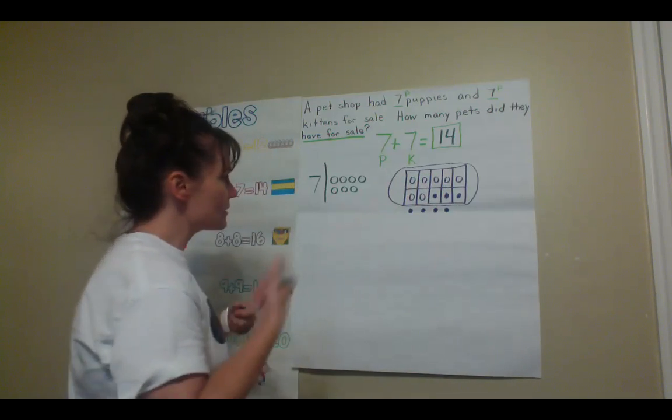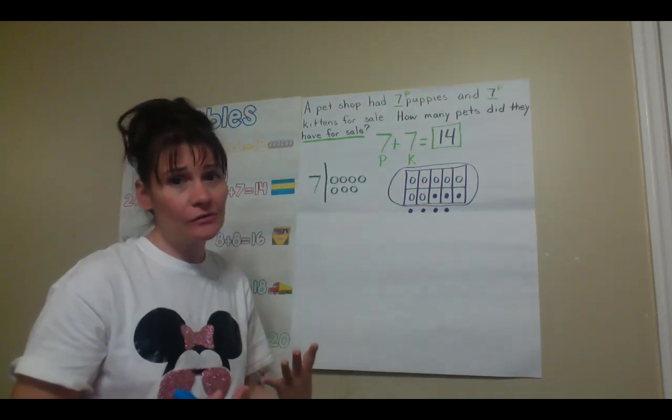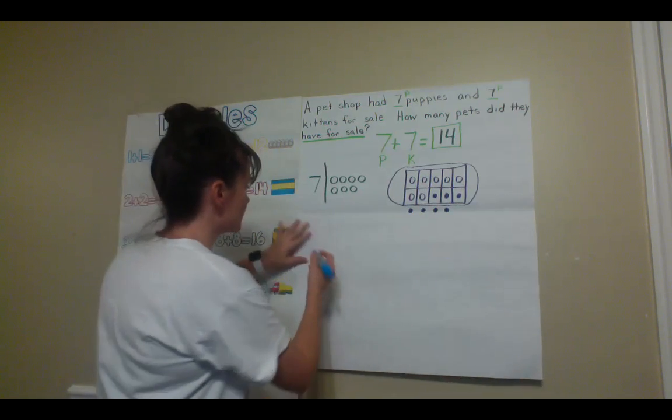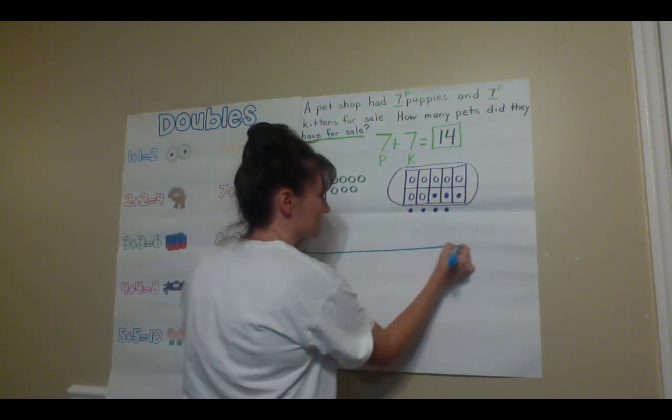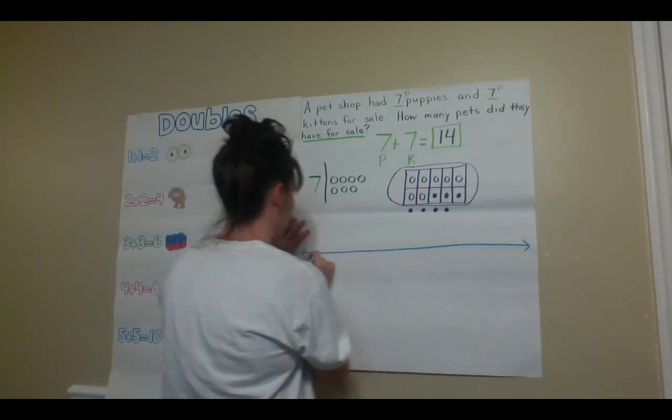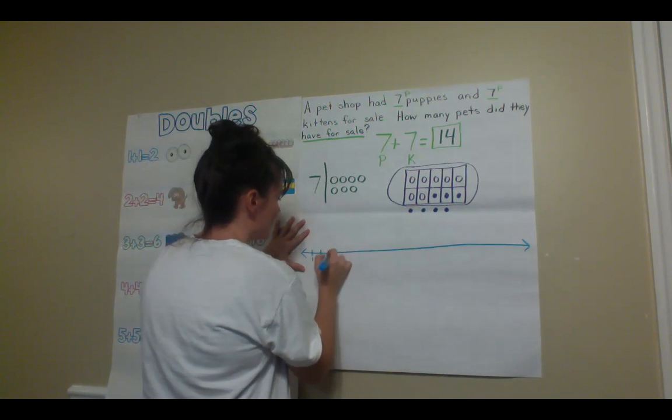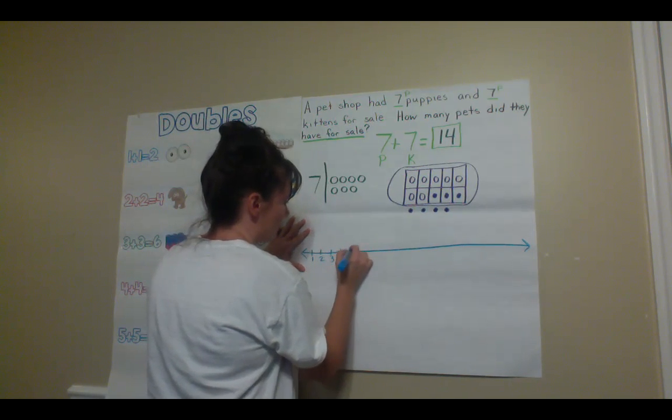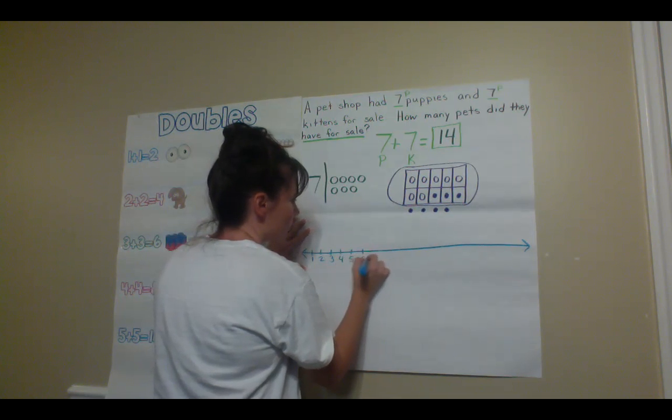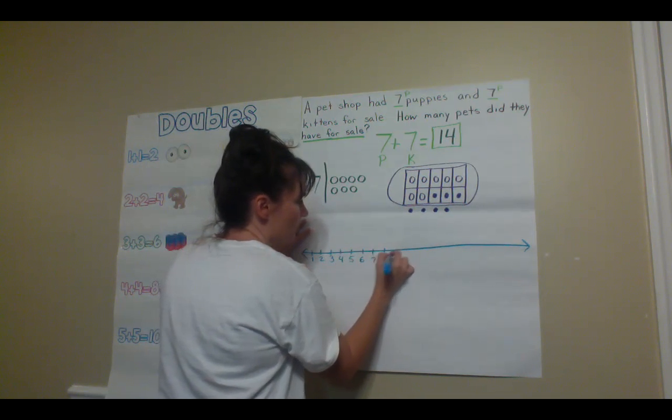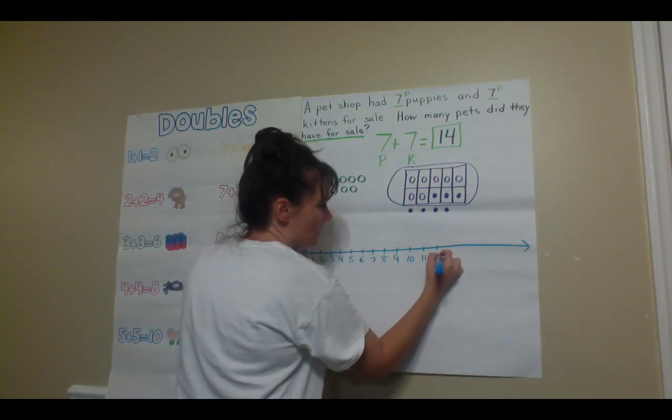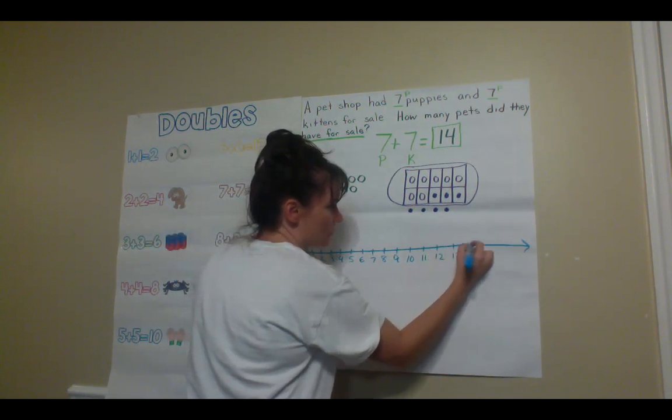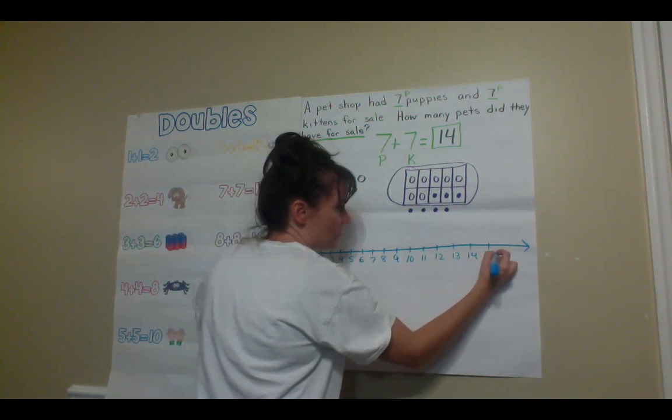But I saw someone else use one of my favorite strategies and models. They used a number line. And when we're using a number line, we want to make sure not to crowd our numbers, because when we put them too close together, sometimes we make a mistake when we're doing our hops, and that can mess up our math.